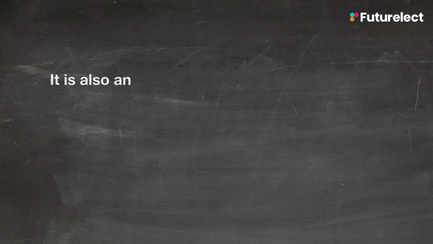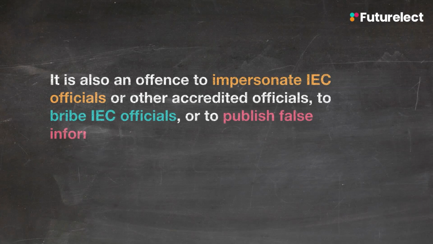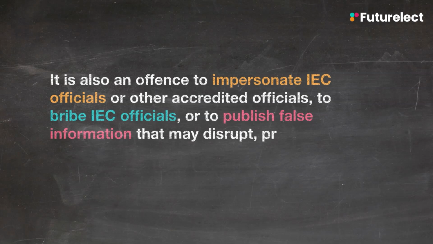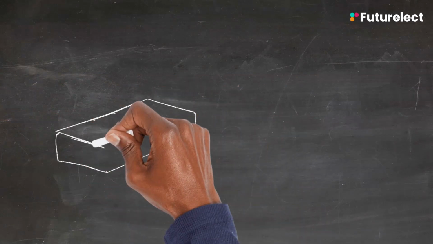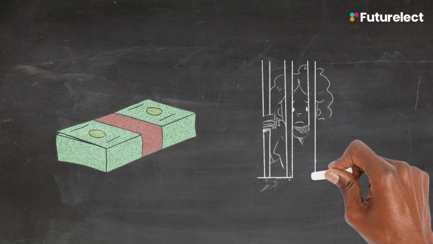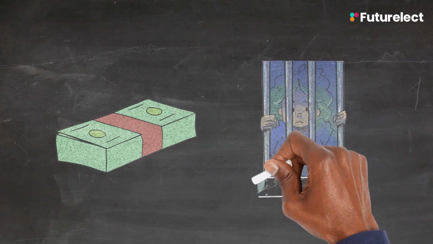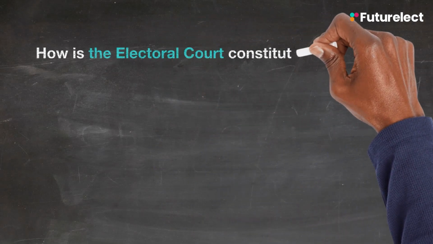It is also an offence to impersonate IEC officials or other accredited officials, to bribe IEC officials, or to publish false information that may disrupt, prevent, or improperly influence an election outcome. Like political parties, any citizen found guilty of committing an electoral offence can be fined or imprisoned for up to 10 years. So, how is the Electoral Court constituted?